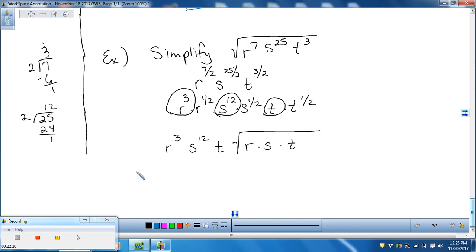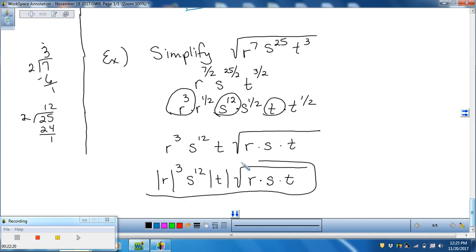I don't know if they are or not, so we're going to have to put them into absolute values. So we end up with the absolute value of r to the third power, s to the 12th, times the absolute value of t, times the square root of r s t. This was our final example. So go ahead and pause and finish copying your notes, and we will see you in class.